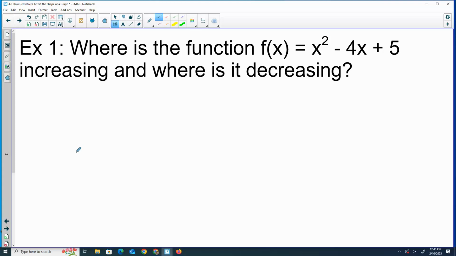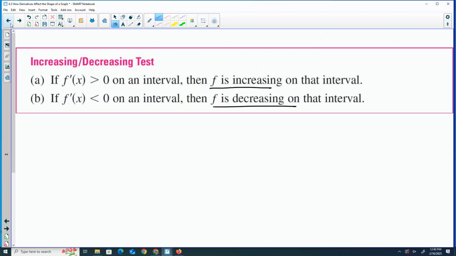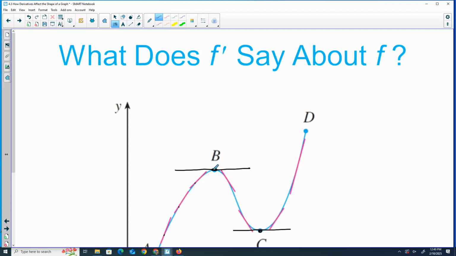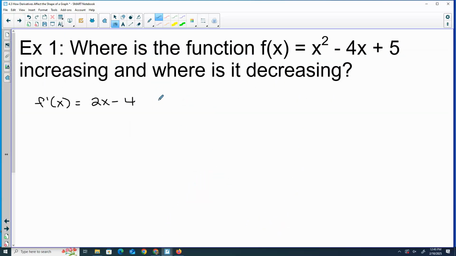Okay, so let's figure out whether this function is increasing or decreasing. So what would I have to do first? Find f prime of x. So this derivative would be 2x minus 4. We know that if we're going to be increasing or decreasing, it changes at these points where the derivative is 0, right? So let's find our critical points from here. If I set this equal to 0, that's my critical point.